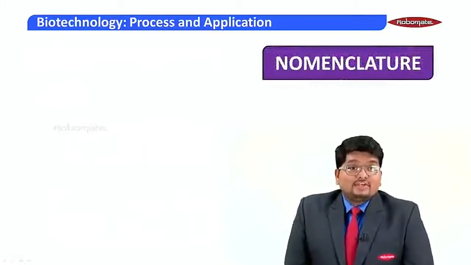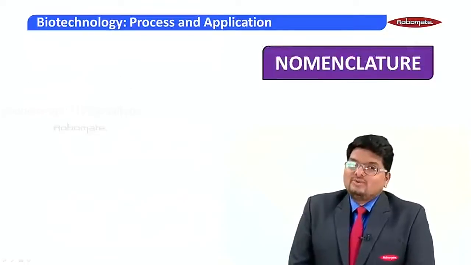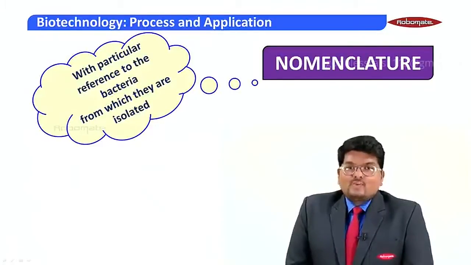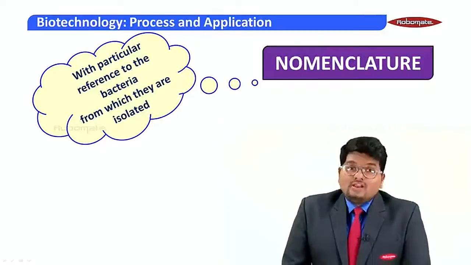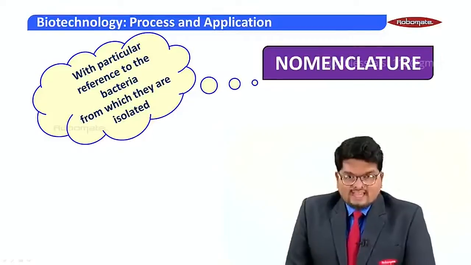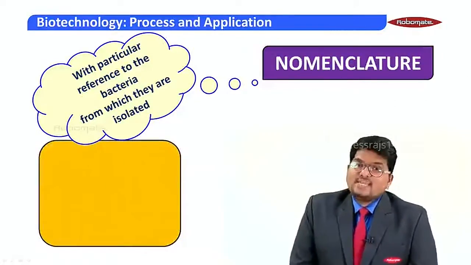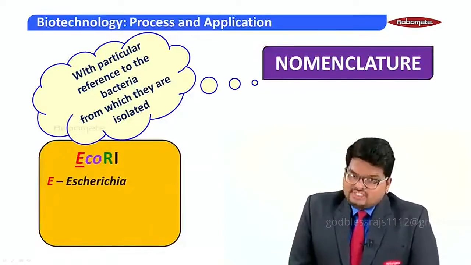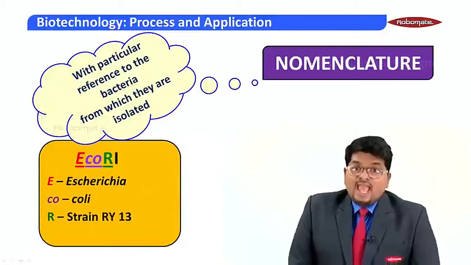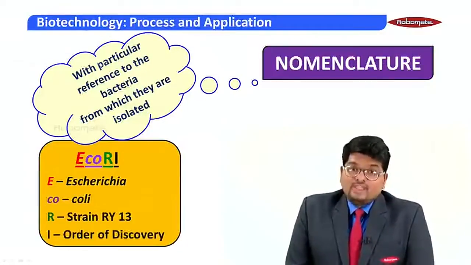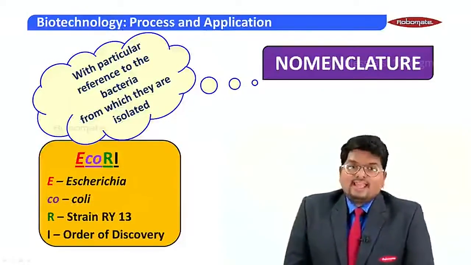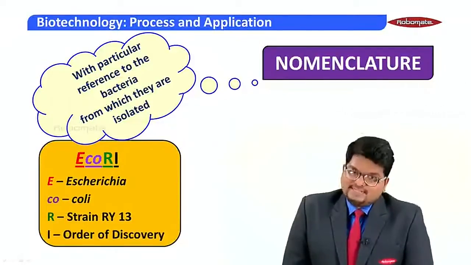Let us move ahead and take a look at the nomenclature or the naming of these restriction endonucleases. Now let us first understand how they are named. Restriction endonucleases are named with particular reference to the bacteria from which they are isolated. Can you recall that Stuart Linn and Werner Arber isolated the enzymes from E. coli? So it was a bacterium from which they isolated it. So are the other enzymes. Now let us take an example of the first enzyme, which is known as EcoRI, where E stands for Escherichia, co stands for coli, R stands for the strain RY13, and the Roman numeral I stands for the order of discovery. So EcoRI is the restriction endonuclease isolated from Escherichia coli of strain RY13, and it is the first endonuclease isolated from the bacterium. So that is how they are named.